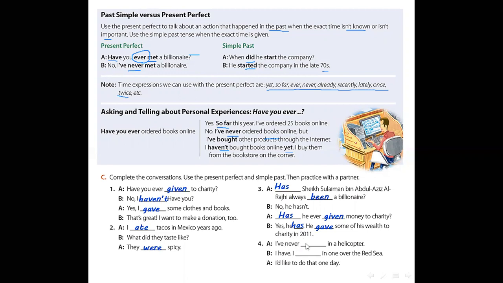I have never been in a helicopter. Okay, have, so we will use the past participle of the verb. I have never been in a helicopter. I flew in one over the Red Sea. I'd like to do that one day.